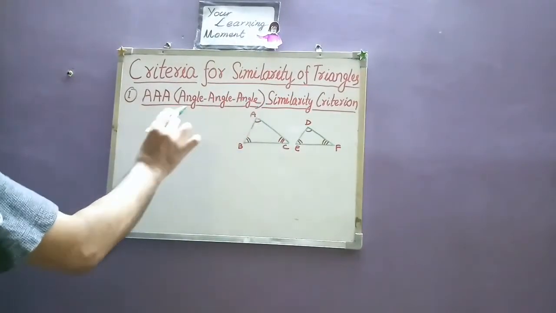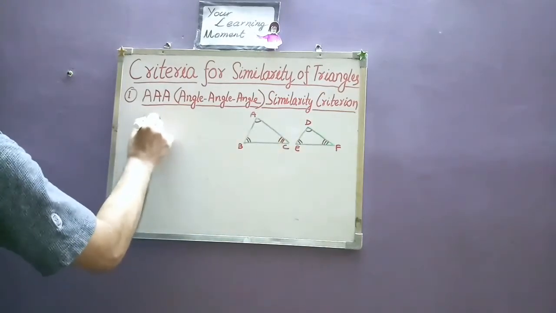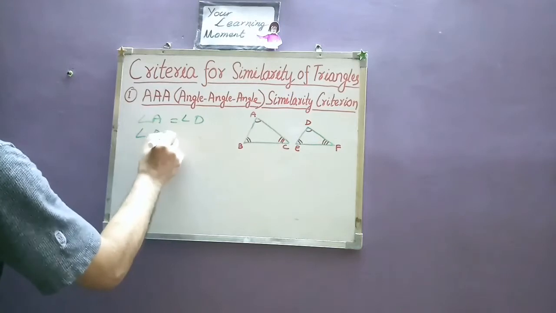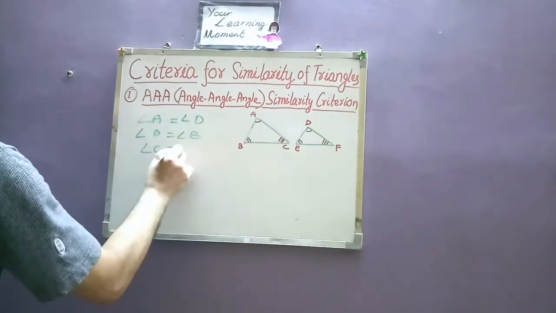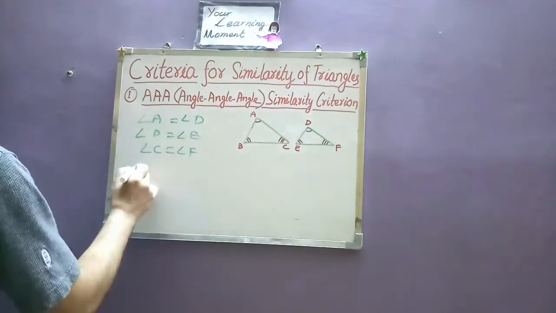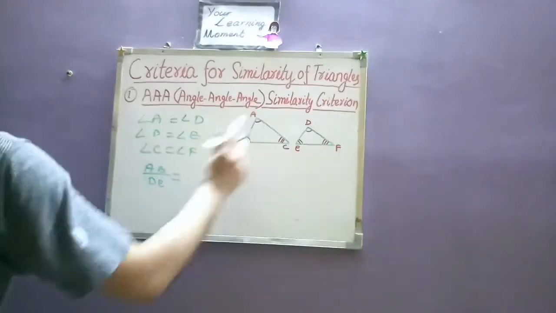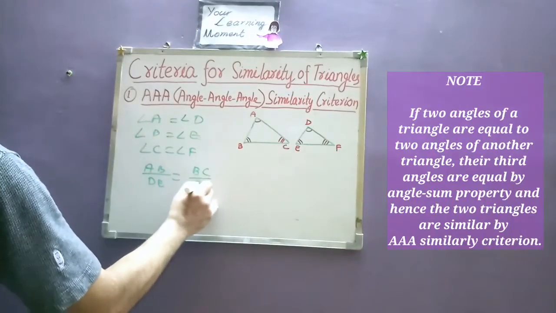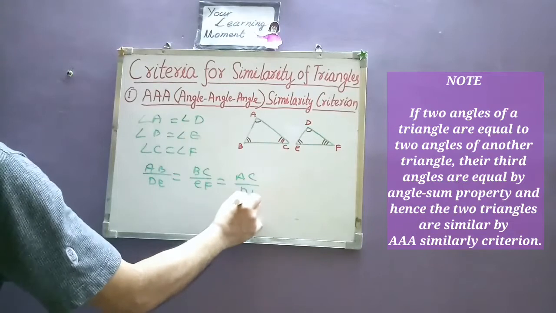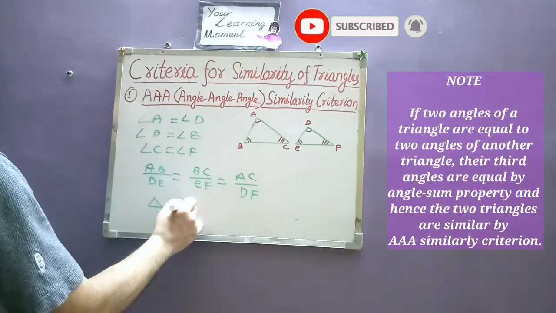This means in triangles ABC and DEF, if their corresponding pairs of angles are equal, that is, angle A equal to angle D, angle B equal to angle E, and angle C equal to angle F, then their corresponding sides are in the same proportion, that is AB upon DE equal to BC upon EF, that equal to AC upon DF, and hence triangle ABC is similar to triangle DEF.